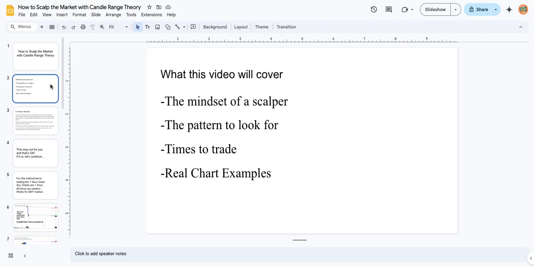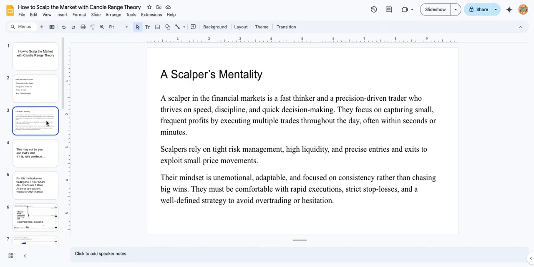What this video is going to cover is the mindset of a scalper, the pattern to look for with the candle range theory, times to trade, and real chart examples.